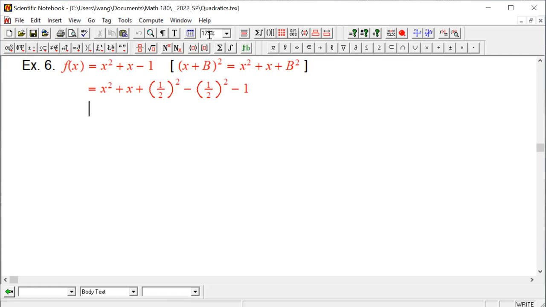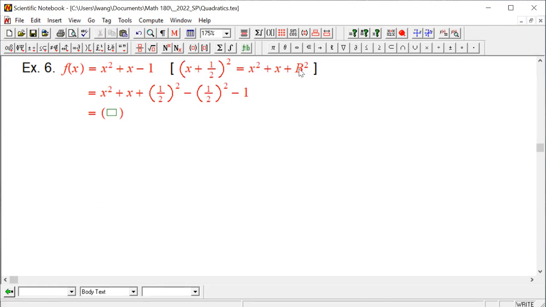Okay, so ultimately, what is my perfect square? Since we already found the b, the b here is half. So that perfect square is going to be x plus half, squared. So this part makes the perfect square.